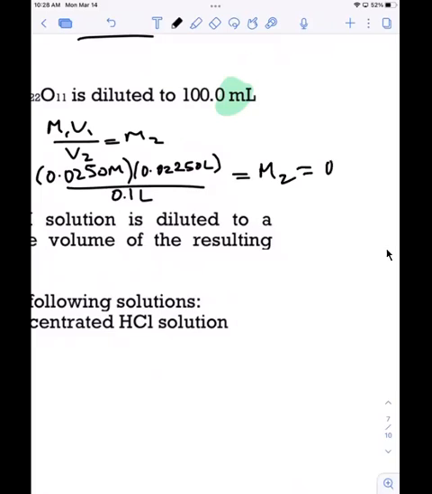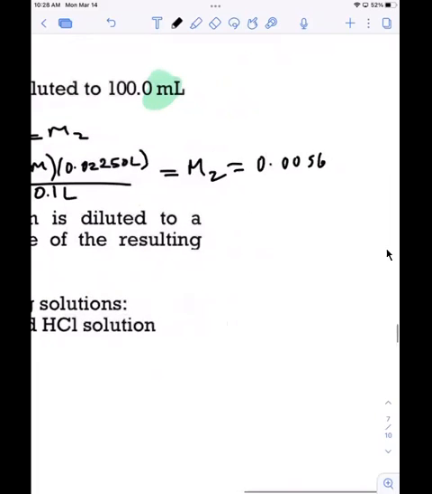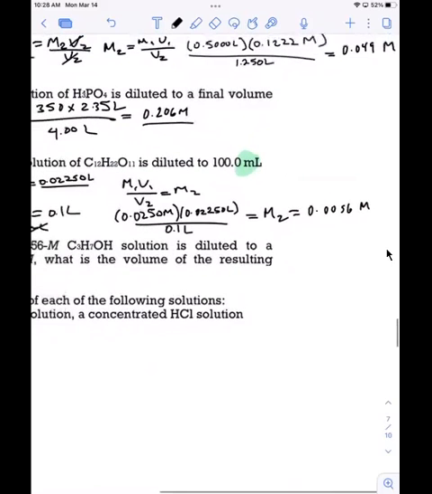All right, anybody got this? 0.0056 M. Anybody got that? I got the same thing.